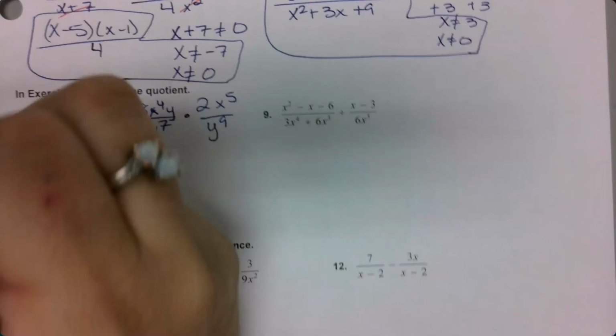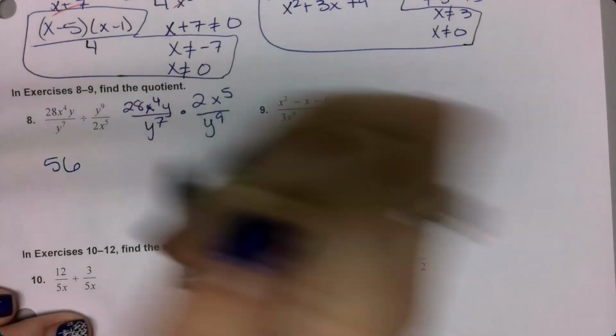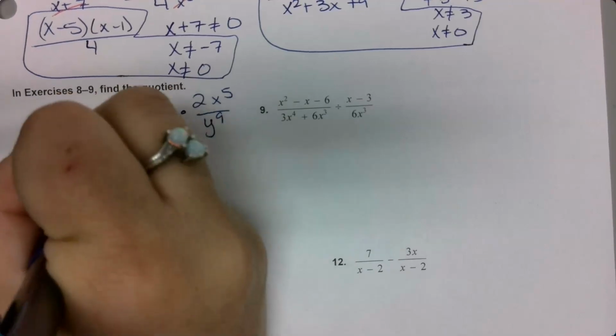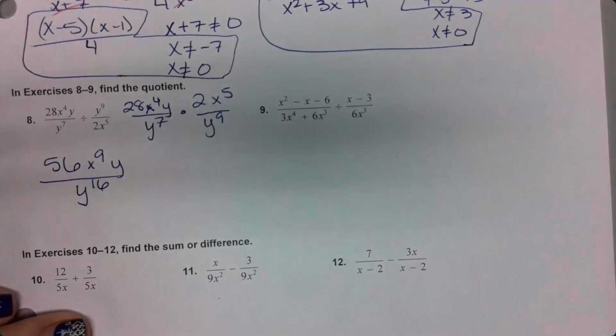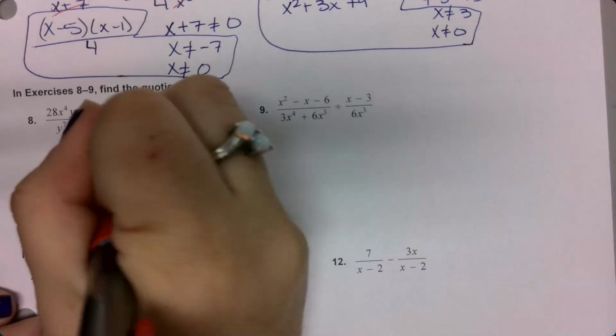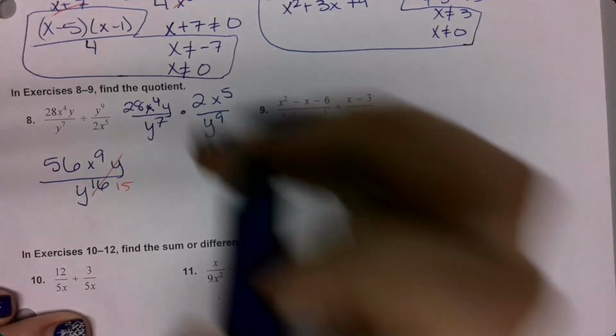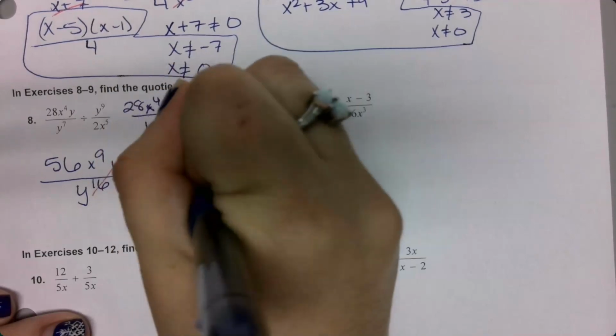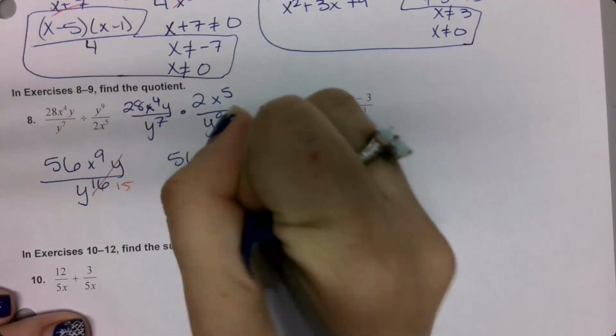So 28 times 2 is 56. Then I have x to the 9th y over y to the 16th. And I want to simplify. I can get rid of one of my y's, so it's going to change my exponent to 15. I have 56 x to the 9th over y to the 15th. Y can't equal 0.